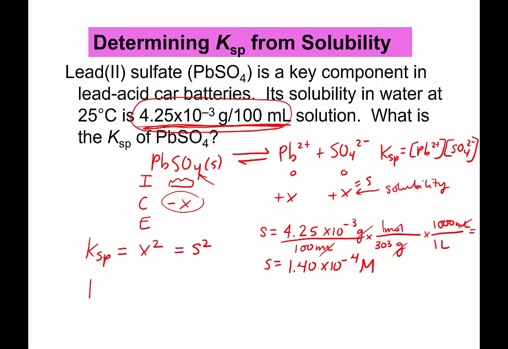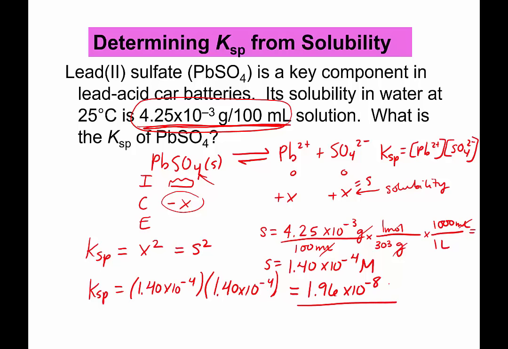Now we can plug this into our KSP expression. We've got 1.40 times 10 to the negative 4 molar times 1.40 times 10 to the negative 4 molar. If we multiply that out, we get 1.96 times 10 to the negative 8th. So this is our KSP for lead sulfate.